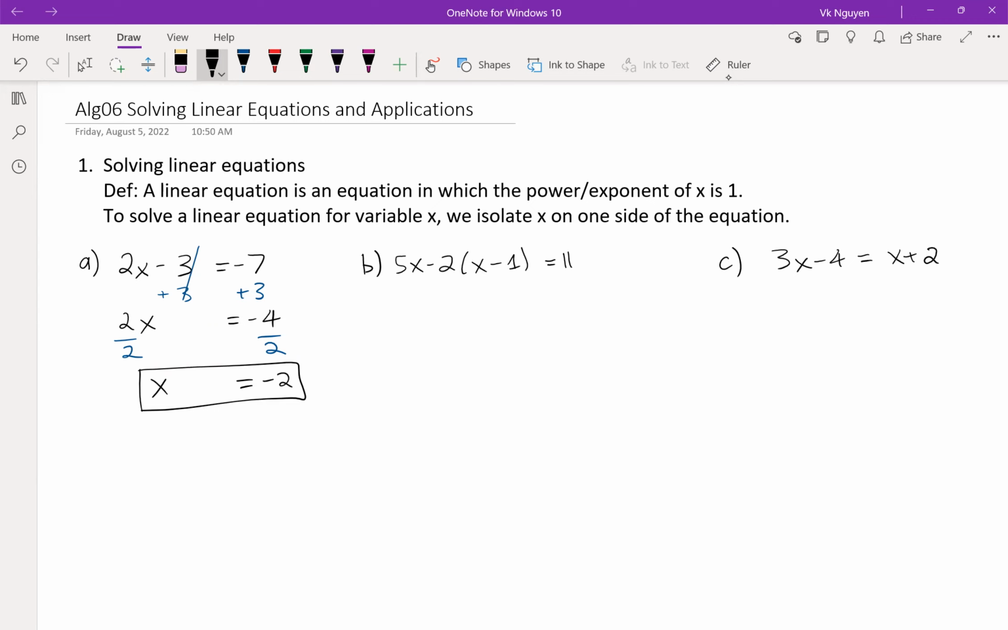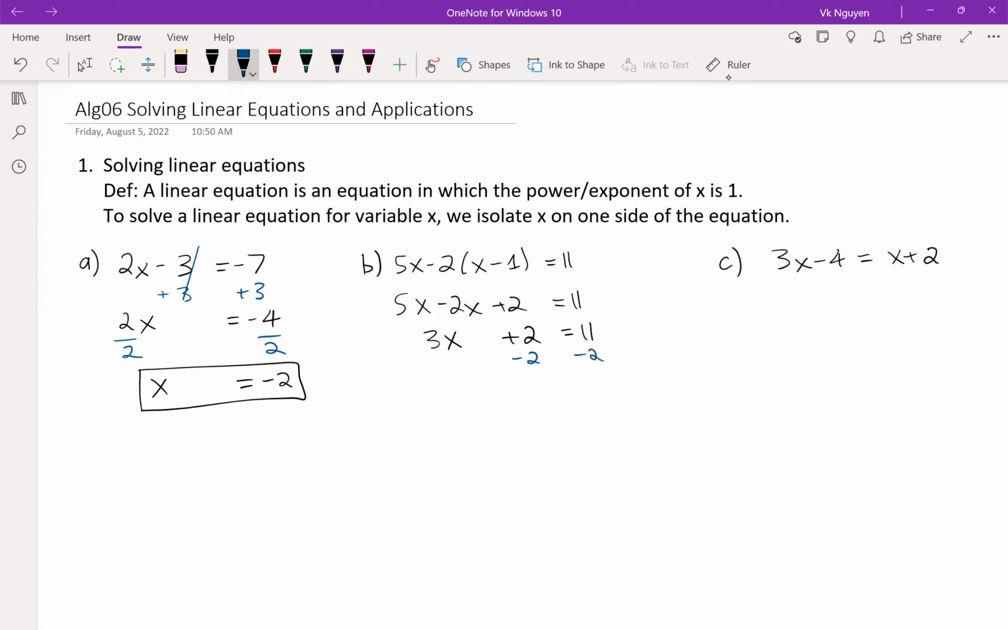Well, let's take a look at an equation that's a little more difficult. 5x minus 2 times (x minus 1) equals 11. Now, to do this one, the first thing is we distribute -2. 5x, -2 times x is -2x. -2 times -1 is +2, equals 11. 5x minus 2x is 3x, plus 2 equals 11. Now we get a linear equation in the same format as example A.